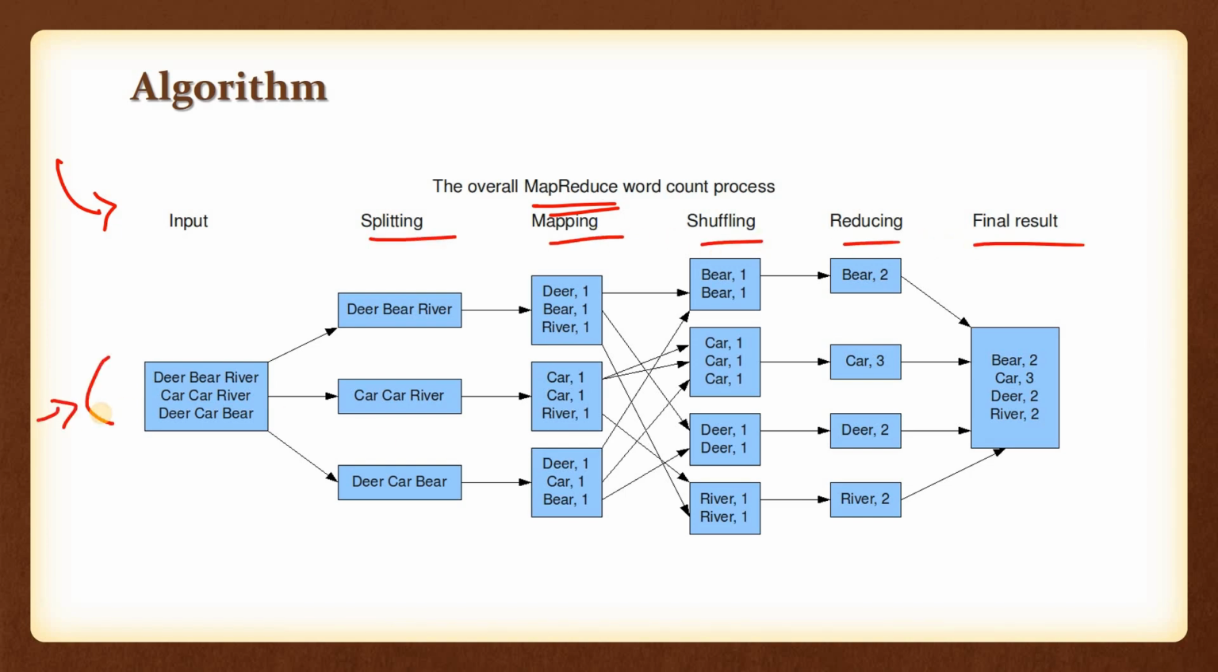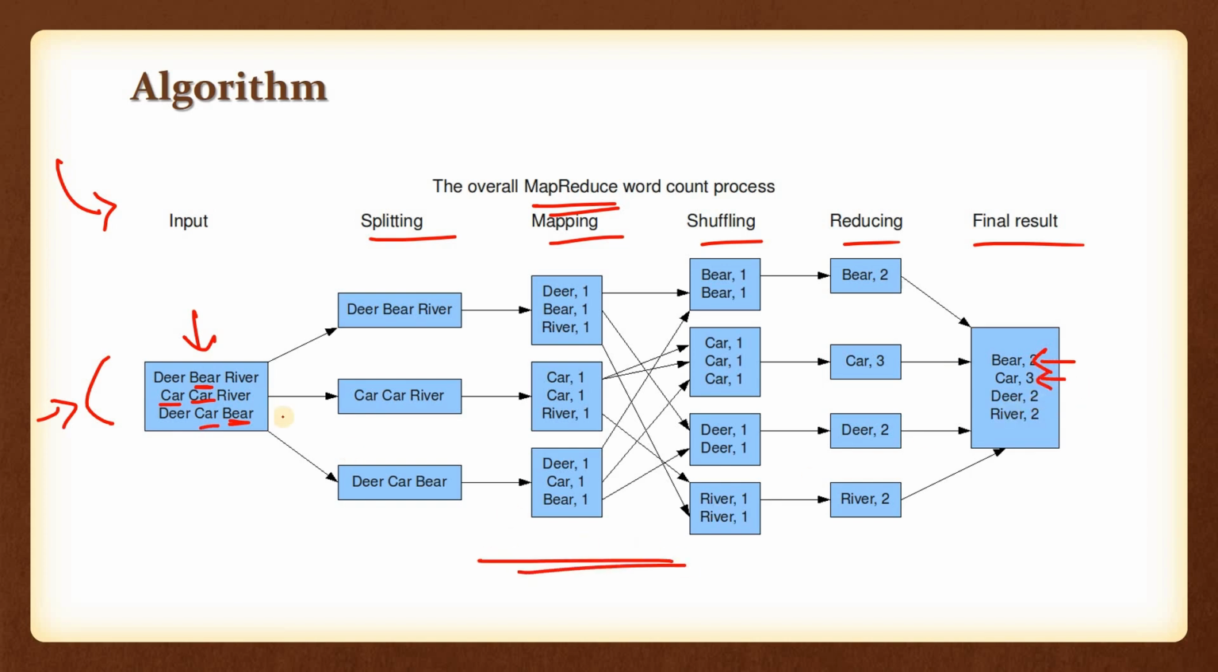Consider a typical example of the word count problem. Suppose we have a text: deer, beer, river, car, river, deer, car, beer. In this text document, we need to find out the frequency of each word. For example, the word beer appears once here and once here, so the beer output should be 2, right? Similarly, car appears 1, 2, 3 times, so car should be 3.